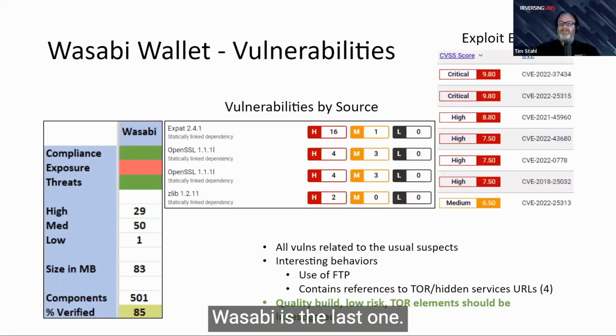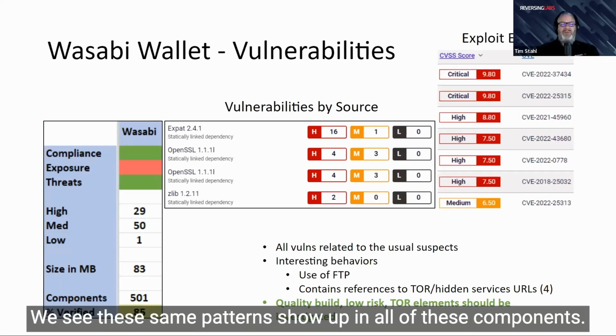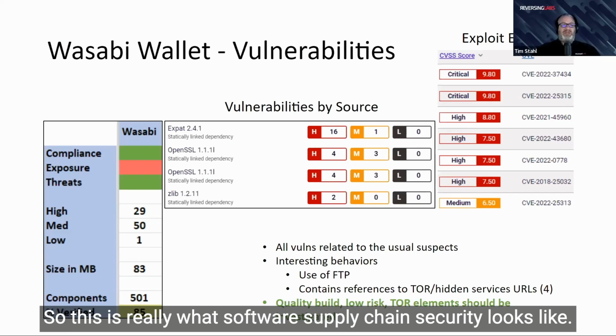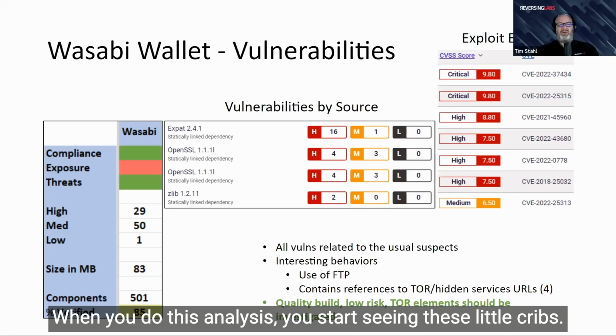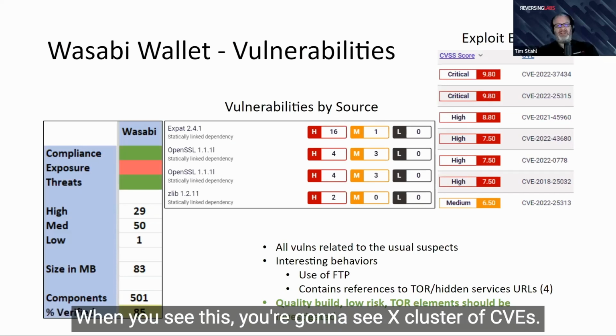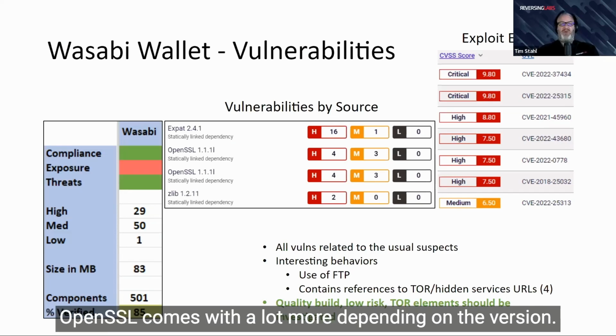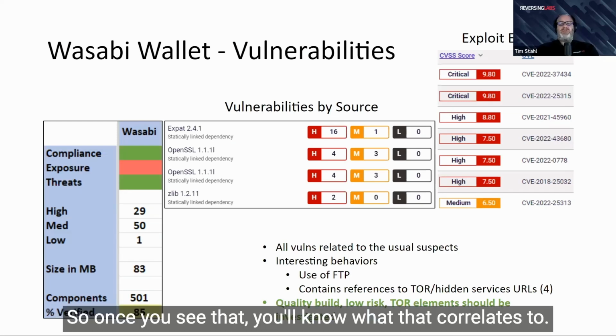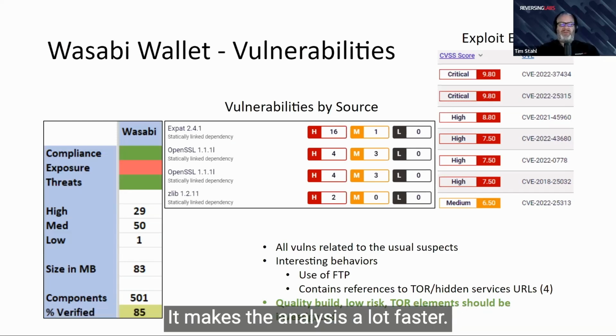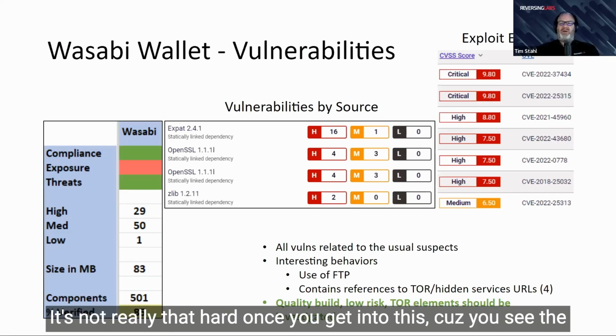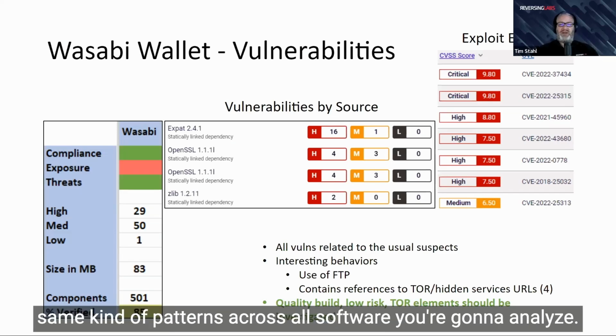Wasabi is the last one. And again, you can see the same thing. We see these same patterns show up in all of these components. So this is really what software supply chain security looks like. When you do this analysis, you start seeing these little cribs. When you see this, you're going to see X cluster of CVEs. zlib is always going to come with 4 to 6 CVEs if it's out of date. OpenSSL comes with a lot more depending on the version. So once you see that, you'll know what that correlates to. It makes the analysis a lot faster. It's not really that hard once you get into this because you see the same kind of patterns across all software you're going to analyze.